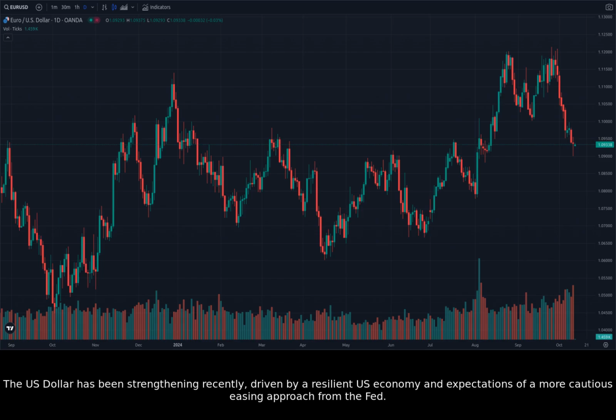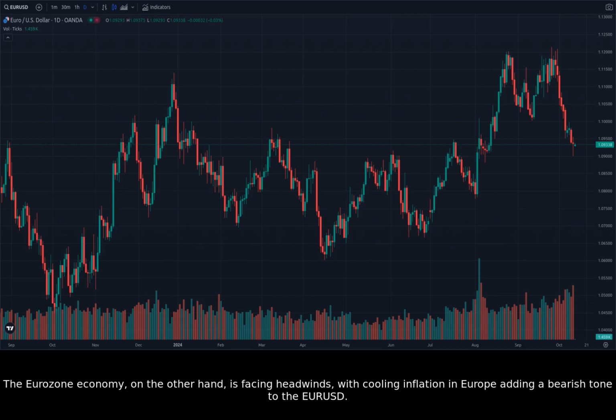The US dollar has been strengthening recently, driven by a resilient US economy and expectations of a more cautious, easing approach from the Fed. The Eurozone economy, on the other hand, is facing headwinds, with cooling inflation in Europe adding a bearish tone to the EURUSD.